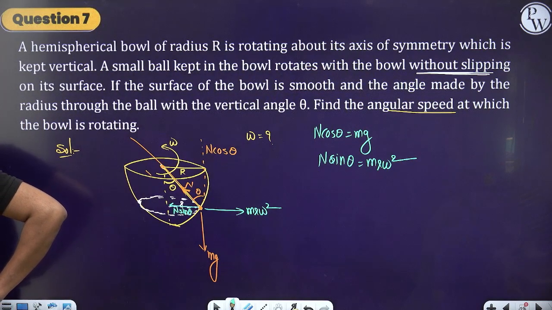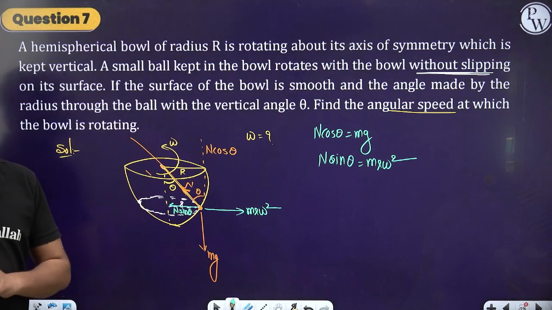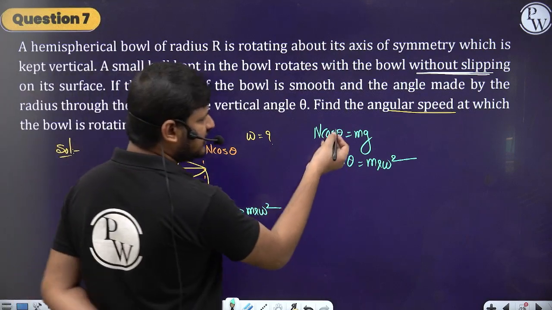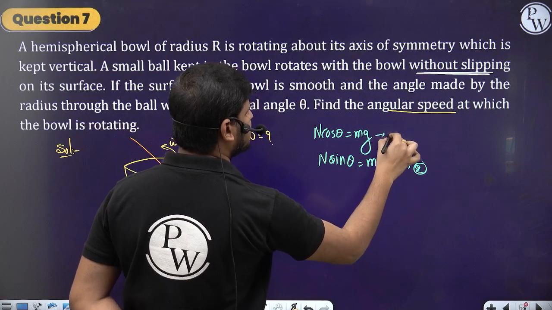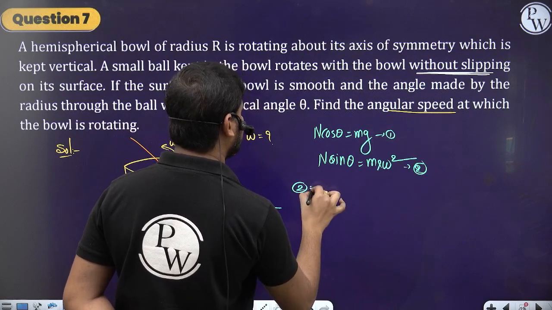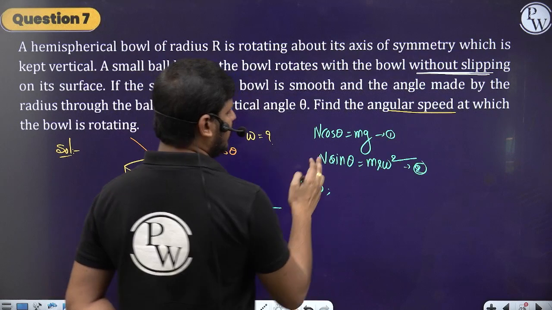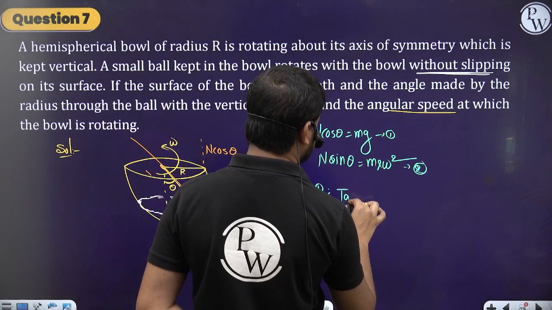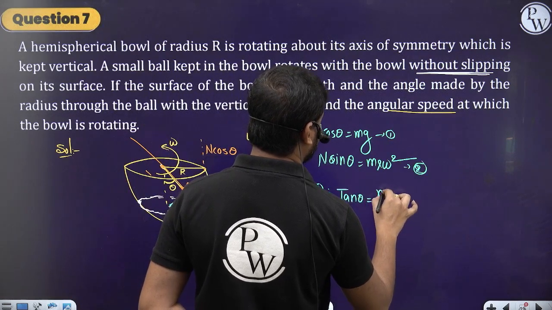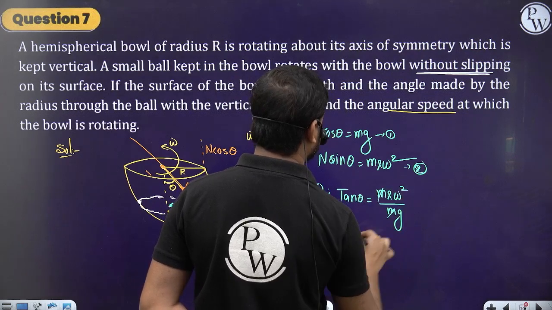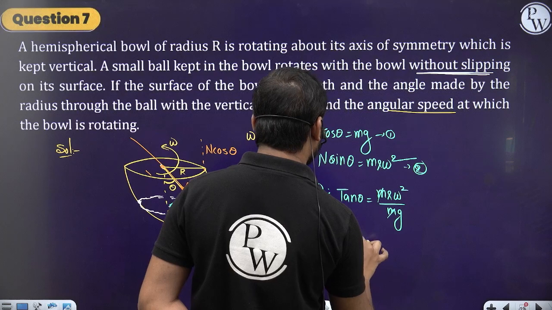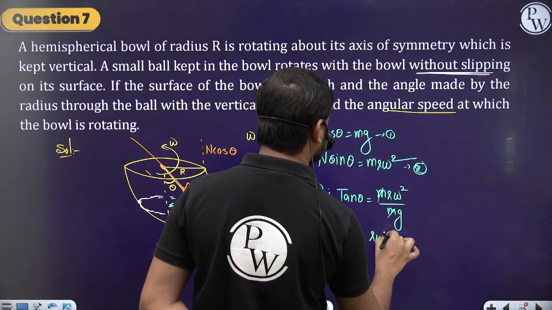So you just divide those two equations now. So sin theta by cos theta. Let it be equation number 1 and equation number 2. So let's divide 2 by 1. So here N cancels, sin theta by cos theta is tan theta. So here m r omega square by mg. So here m cancels. So tan theta is equal to r omega square by g.